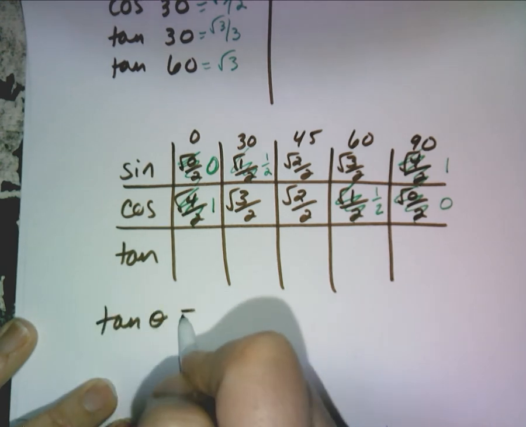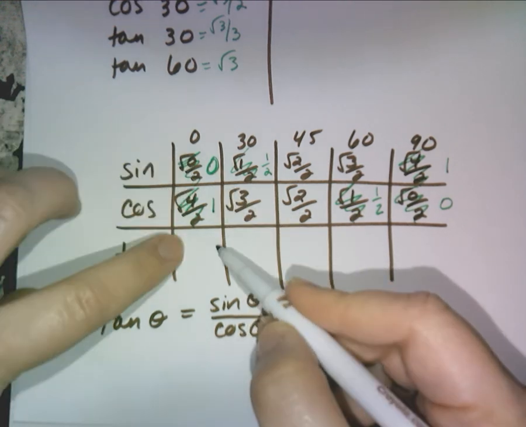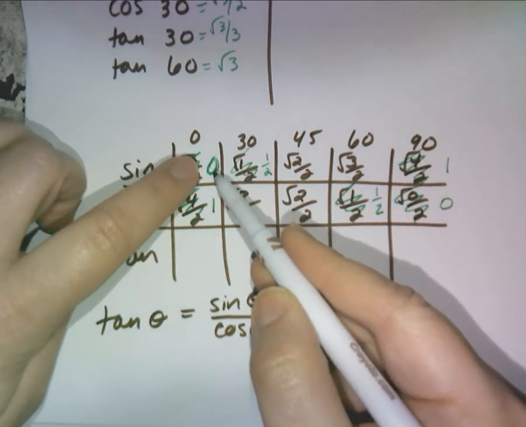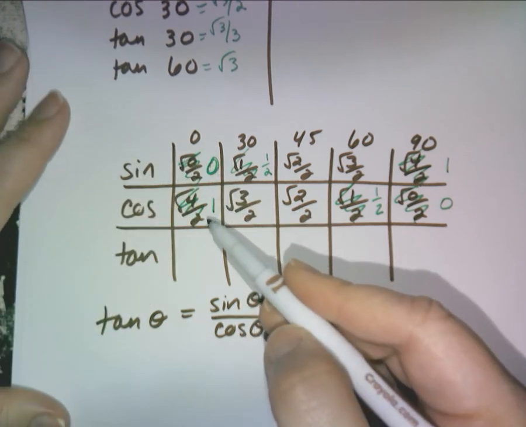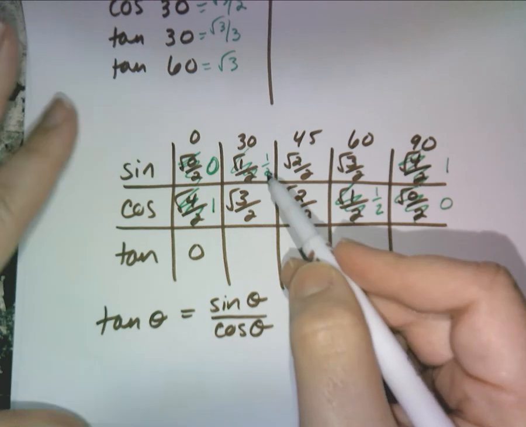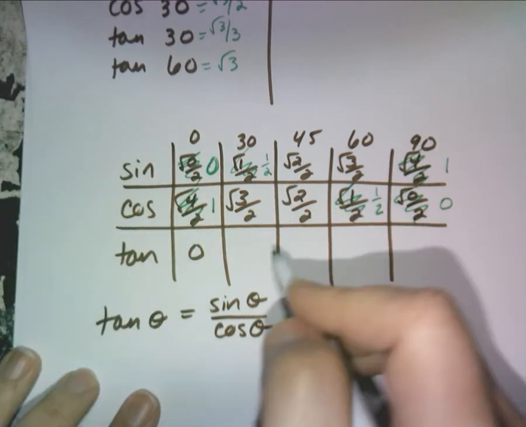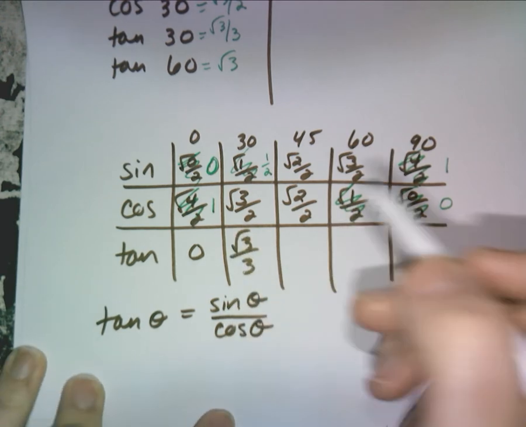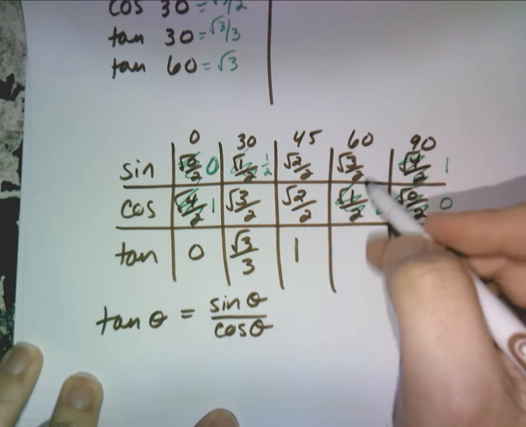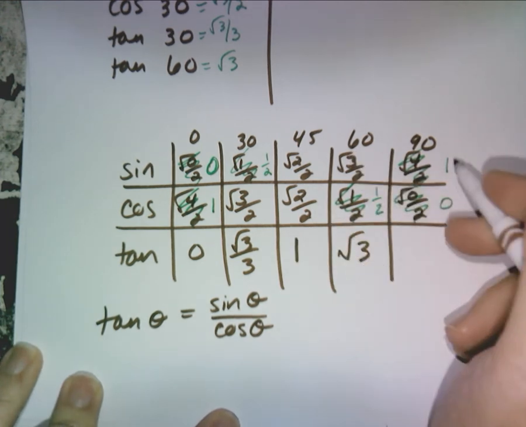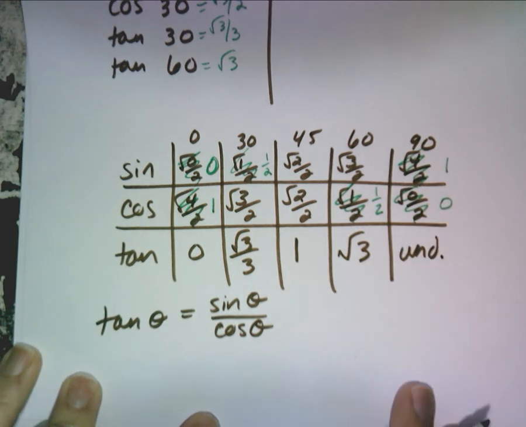The tan of theta is equal to sine of theta over cosine. Your sine divided by your cosine. So your top number divided by your bottom. So 0 divided by 1 is 0. 1/2 divided by square root of 3 over 2 would be 1 over square root of 3, or would rationalize to be square root of 3 over 3. Square root of 2 over 2 divided by itself is 1. This one would be root 3. This one, 1 divided by 0, is actually undefined. It doesn't exist.